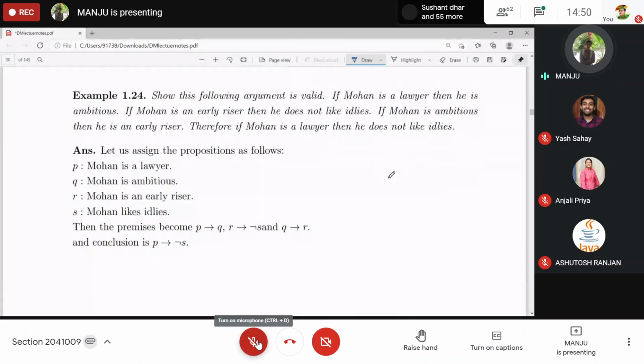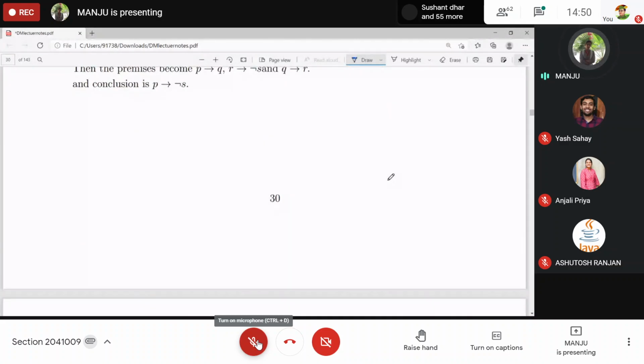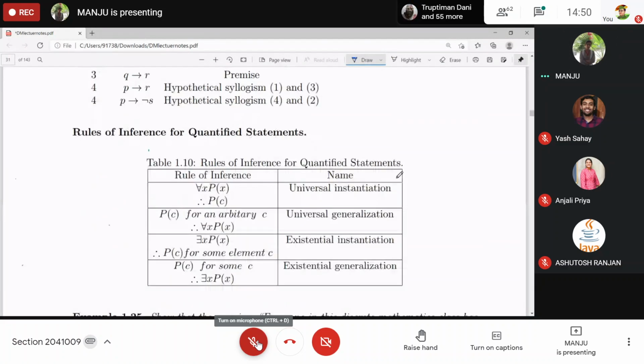The thing is that a rule should be correct. Which rule you are applying where doesn't matter. Okay. Then we did quantified statements. So for quantified statements, for all x P(x) and there exists x P(x).